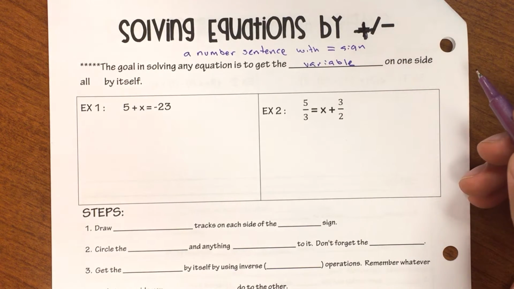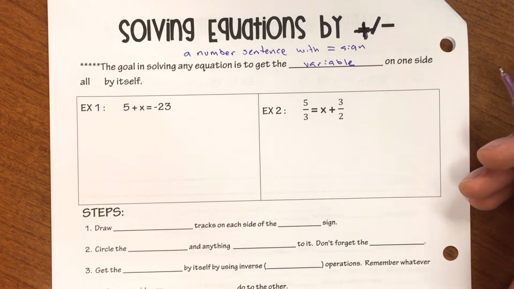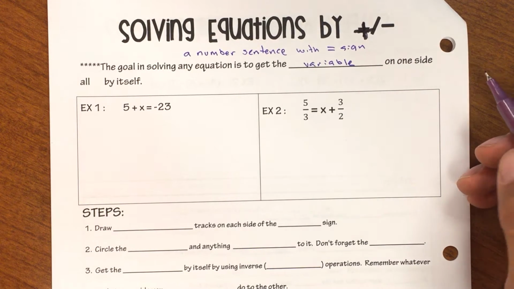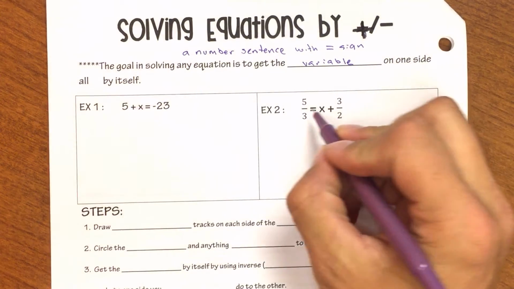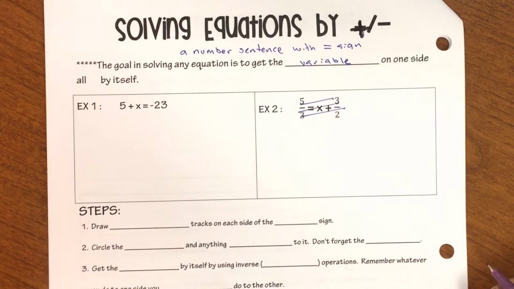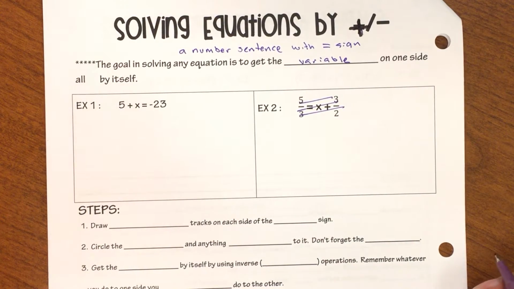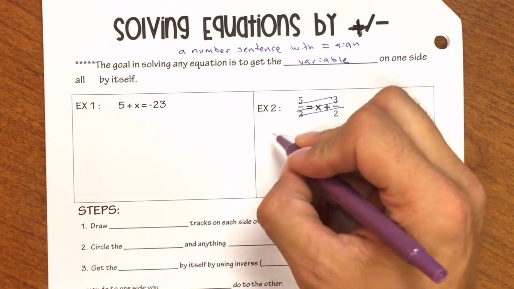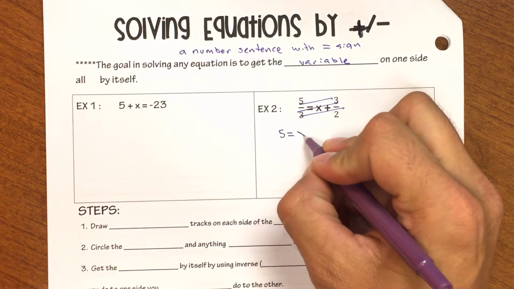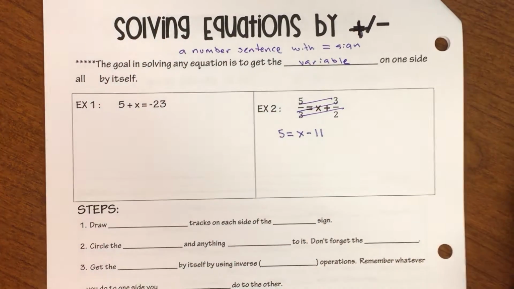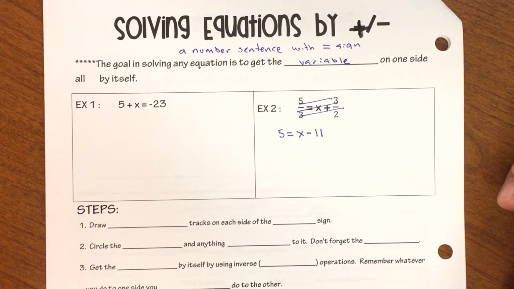So example 1, 5 plus x equals negative 23. We're going to try and figure out what value for x makes that true. And example 2, we're going to change just a little bit. We're going to cross it out completely. We're going to get rid of those fractions, and we're going to make a new example. And your new example is going to be 5 is equal to x minus 11. We're not working with fractions yet. That's coming up here in a couple of weeks.